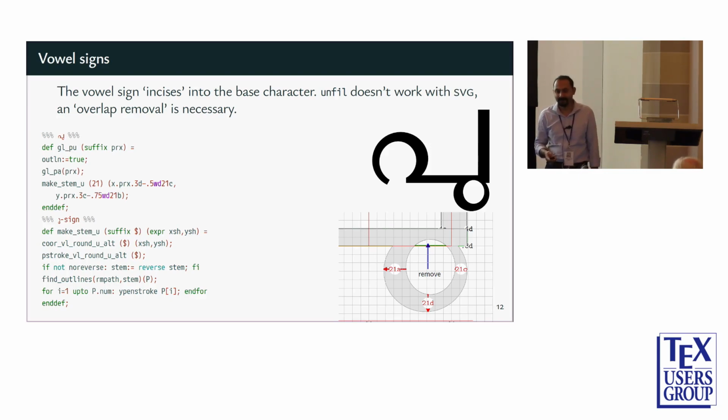We had to use the overlap removal, and thankfully from the Polish tech team, in MetaType, there was a macro which returns the path where the overlap is removed, which is called find outlines. So you take the path of the horizontal stem and the path of the circular vowel sign, and then you pass both paths into it, and then use fill draw finally to draw it, so that there is no overlap.